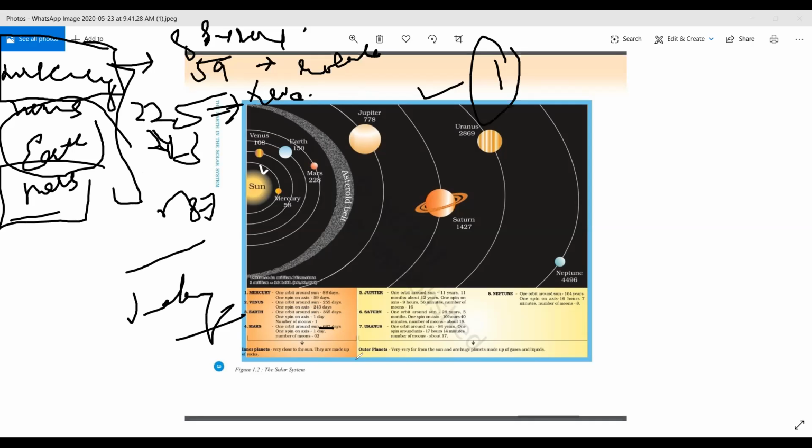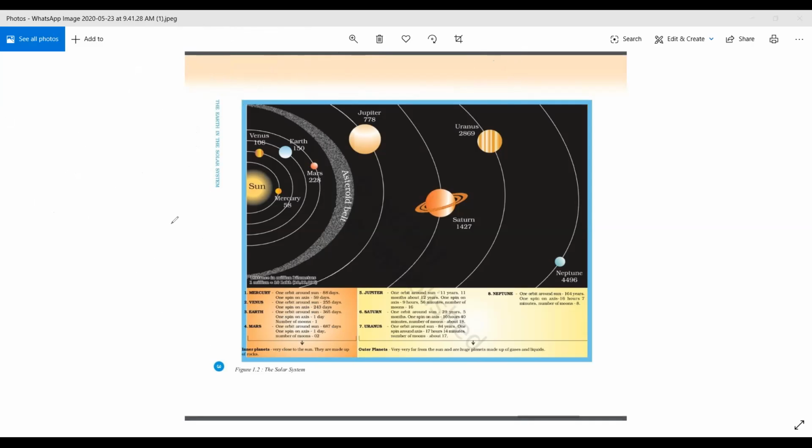Okay, when I share the notes with all of you, I'll mention it over there. Till then you have to learn them. Then you have the outer planets, number 1, Jupiter. One orbit takes 11 years.